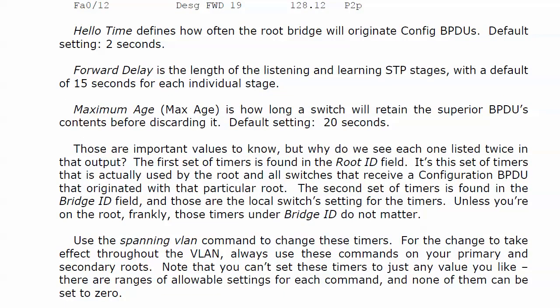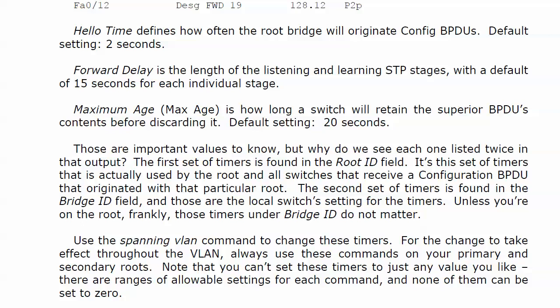The hello timer defines how often the root bridge is going to originate config BPDUs. And the default setting there is 2 seconds. The forward delay is the length of listening and learning stages, 15 seconds each by default. And the max age, or maximum age, is how long a switch will retain its superior BPDU's contents before discarding it. Because after 20 seconds or so, the switch just says, okay, I haven't heard anything lately, and I'm going to go back into another state and come out of forwarding mode. The default setting there is 20 seconds.